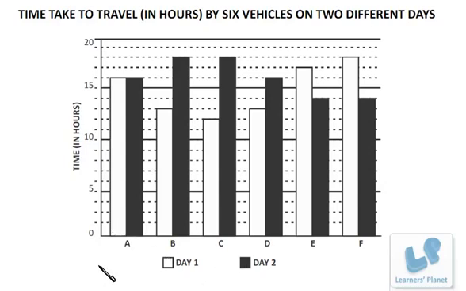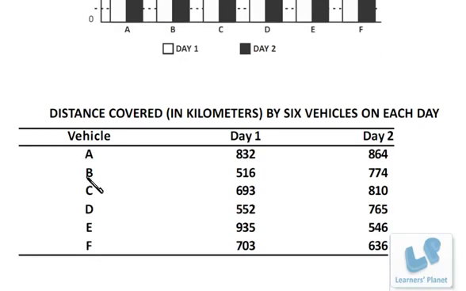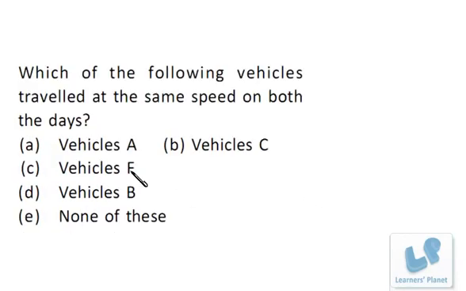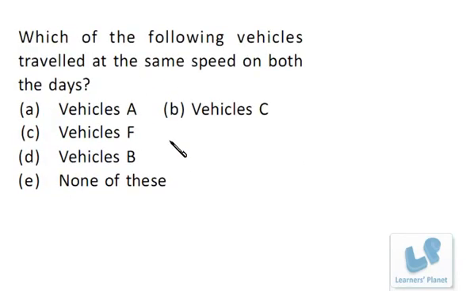Apart from that, we are given a table over here with the distance covered by the vehicles on day 1 and on day 2. So let's go straight to the first question now. The first question is, which of the following vehicles travel at the same speed on both the days? Now what is speed? That is distance by time, right?